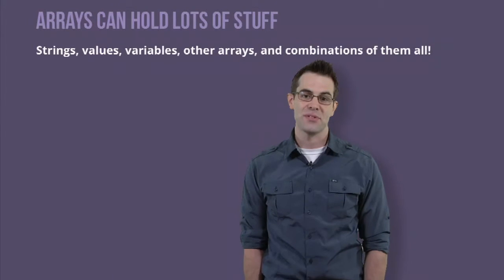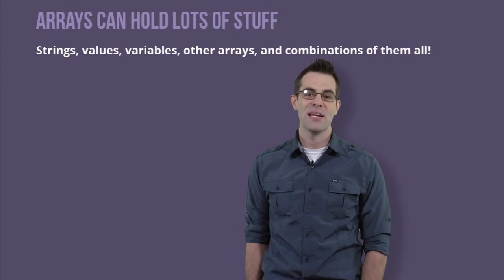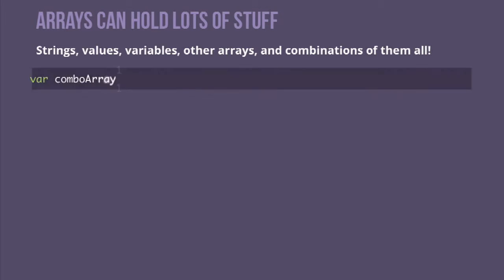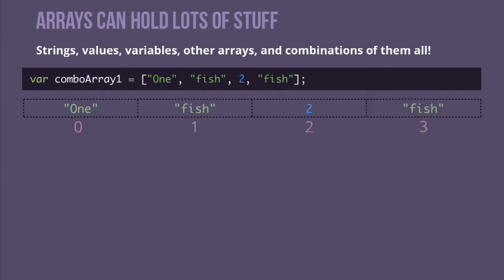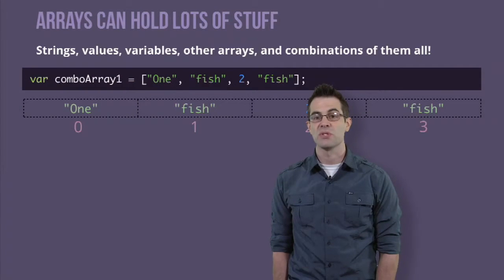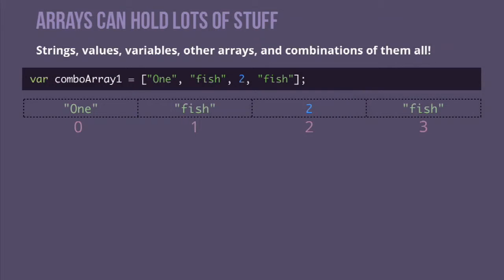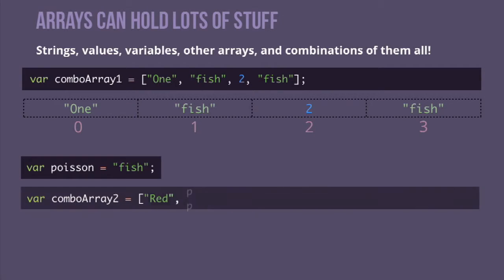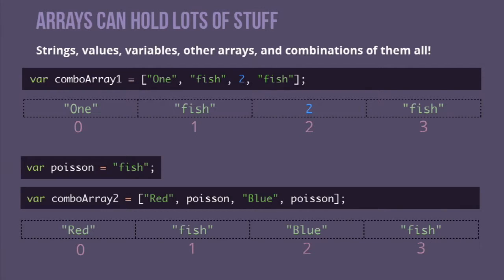An interesting thing about arrays is that they can hold anything: strings, values, variables, even other arrays, or combinations of them all. So here in our first array, combo 1, we've got one fish, two fish, and that is a string, another string, then a number, and then a final string. Arrays can also accept variables when they're being built. If we established a variable called poisson and set it equal to the string fish, we could then use poisson inside of this second combo array, where we use red, poisson, blue, and another poisson. And then when the array actually gets built, poisson gets replaced with its evaluation, which is fish.